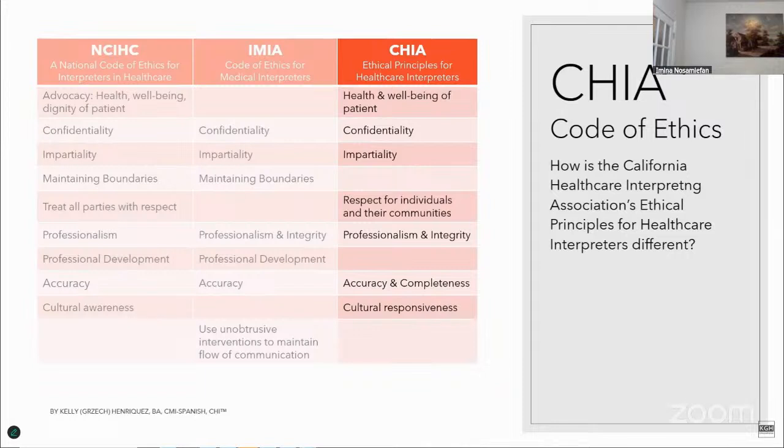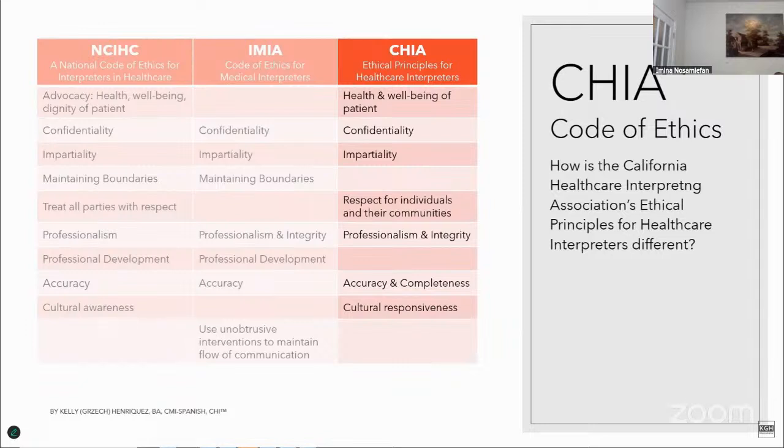And the NCIHC, their ethical principle of advocacy says that we should step into the advocate role when the health, well-being, or dignity of the patient is at risk. CHIA takes a different kind of approach on this, that we're always to have the health and well-being of the patient in mind. I like this because if we think about the Hippocratic Oath, for instance, the health and well-being of the patient is of primary importance. So being in the healthcare system, being a medical interpreter, we should have the health and well-being of the patient on our minds at all times.